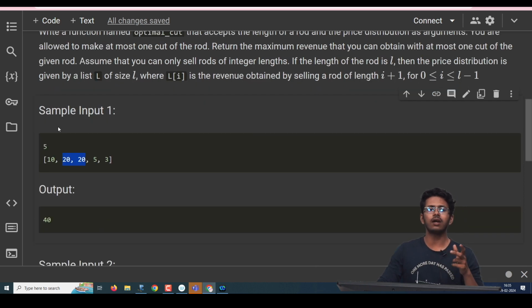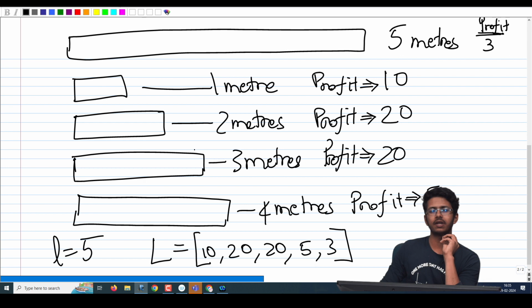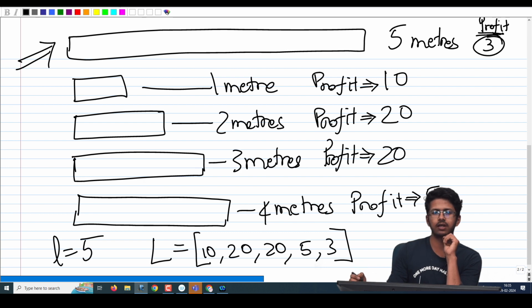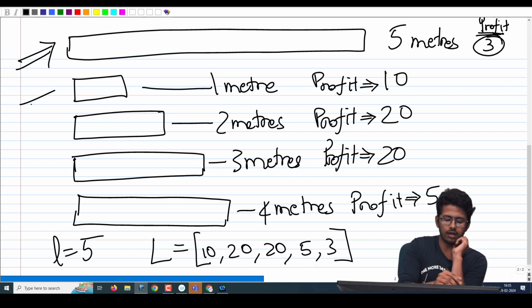So now you have an understanding of the problem, right? So we'll go into the more detailed explanation. Now we look into a deeper explanation. So the question gives you a rod of length 5 meters and the corresponding profit is 3, right? So we'll split this up as a 1 meter rod and then a 2 meter rod.